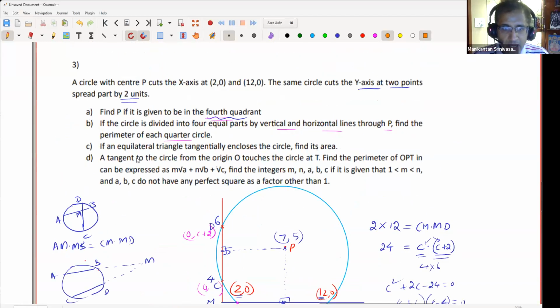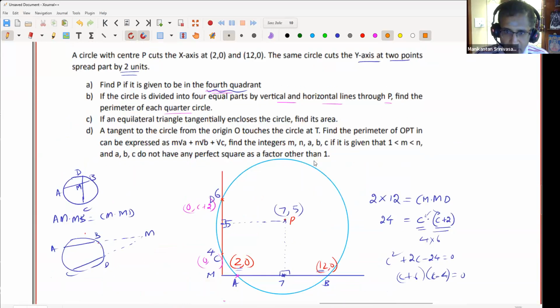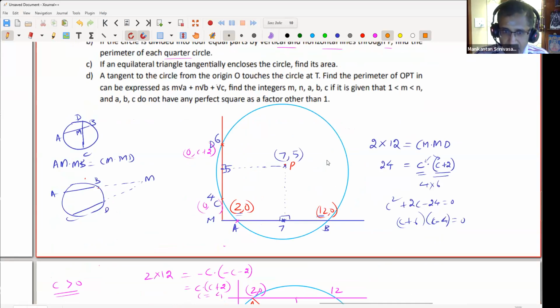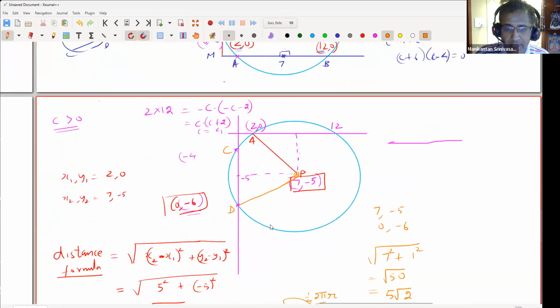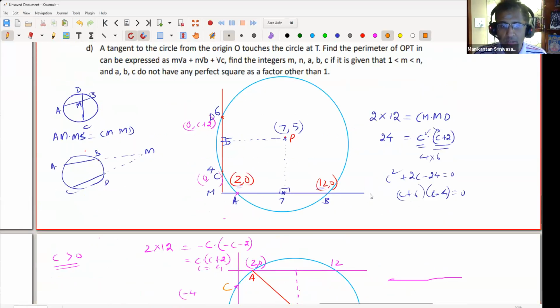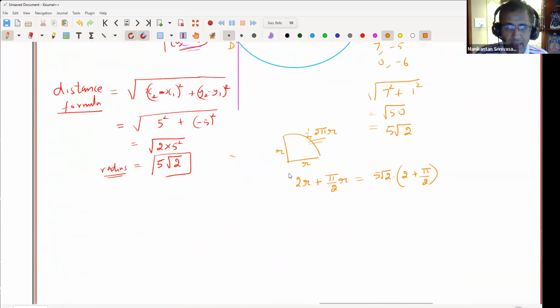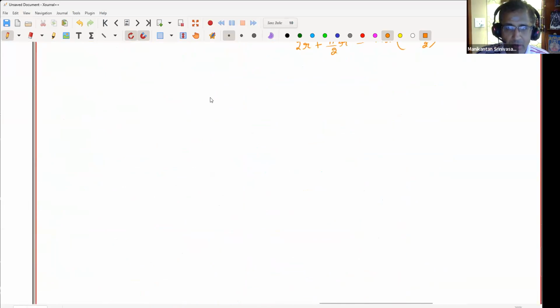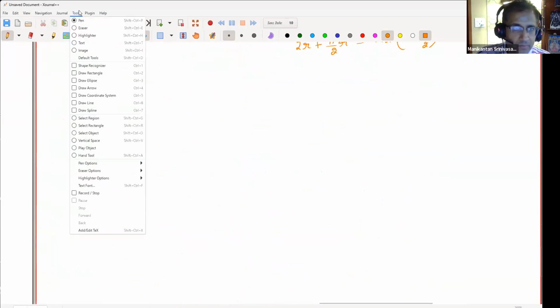Third part: if an equilateral triangle tangentially encloses the circle, find its area. Again, we have done this, but you just have to apply it, right? So an equilateral triangle tangentially encloses the circle. So how will that be? So let's erase. In fact, I'll draw a new page, new circle.